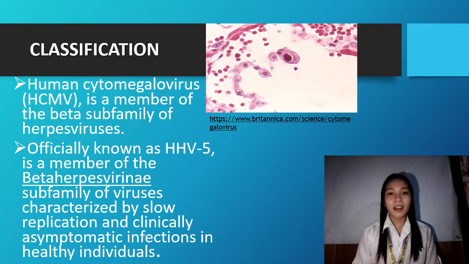Human cytomegalovirus or HCMV is a member of the beta subfamily of herpes viruses. It is officially known as HHV-5, a member of the betaherpesvirinae subfamily of viruses characterized by slow replication and clinically asymptomatic infections in healthy individuals.